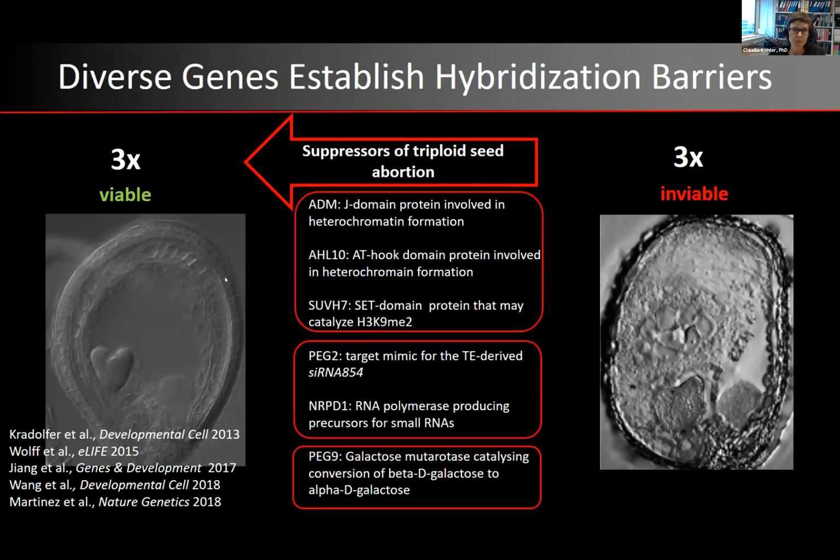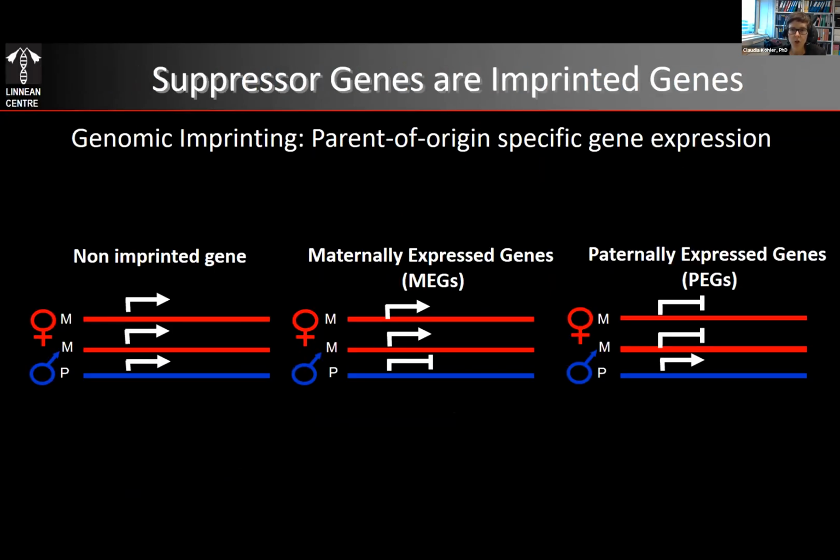Over the years, we identified a range of suppressors, and I will not go much into detail, just very briefly. We can group them into 3 functional groups. Those 3 suppressors have something to do with heterochromatin formation. Those 2 suppressors have something to do with small RNA formation or small RNA function, and PAC9 is a metabolic enzyme. So it looks like a rather diverse group of genes, but they share one thing in common, and this is their regulation. All our suppressor genes are regulated by genomic imprinting.